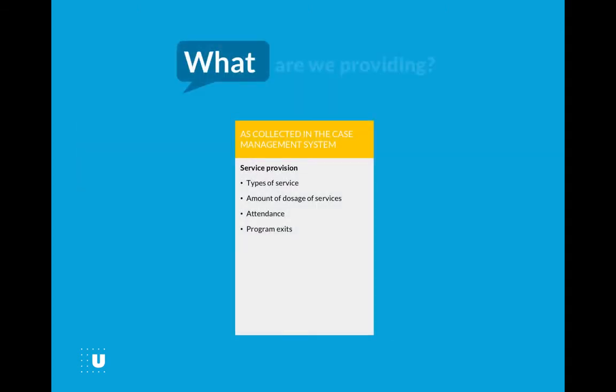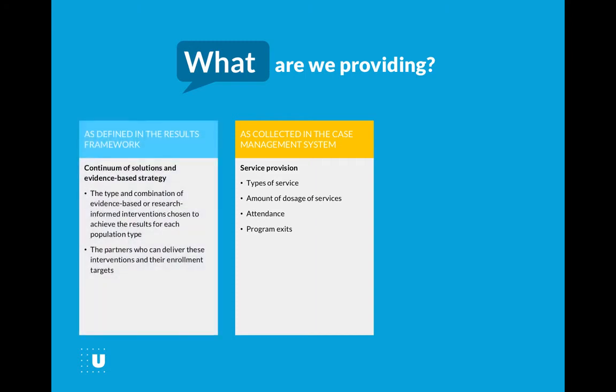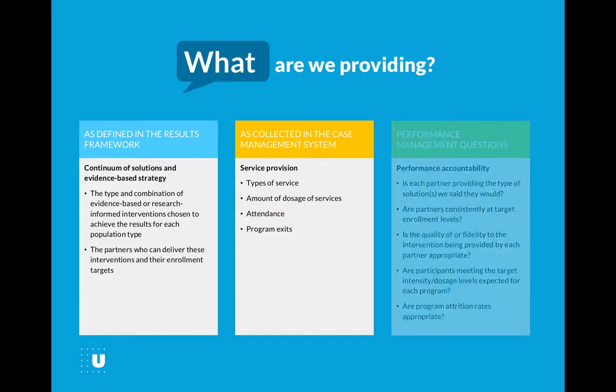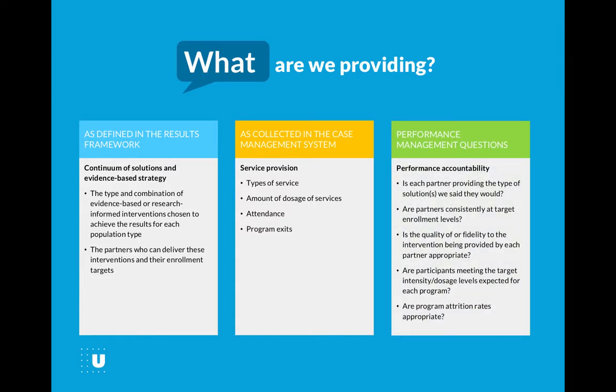The second category is, what are we providing? In the results framework, this question is examined at the population level by identifying a continuum of solutions and evidence-based strategies that will achieve the results an initiative seeks, and the partners who can deliver those strategies. In the case management system, data are collected on individual programs and participants that document things like the types of services provided, the amount or dosage of services each participant receives, and when each participant attends or exits services.